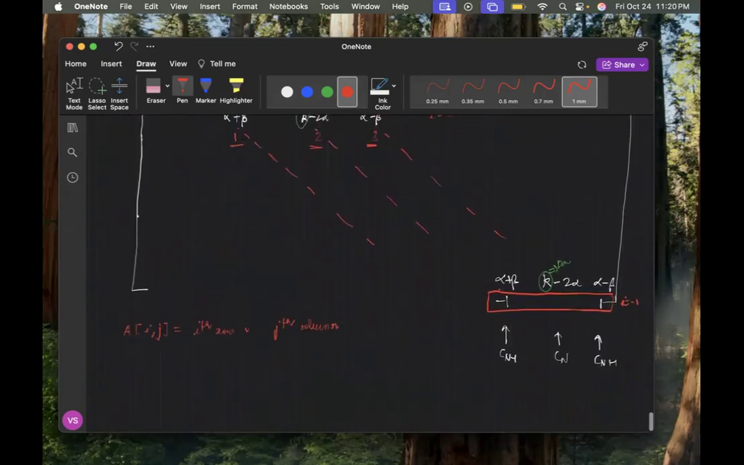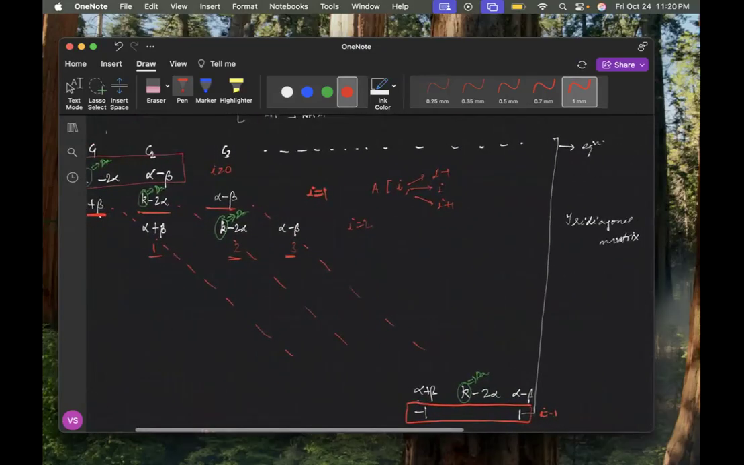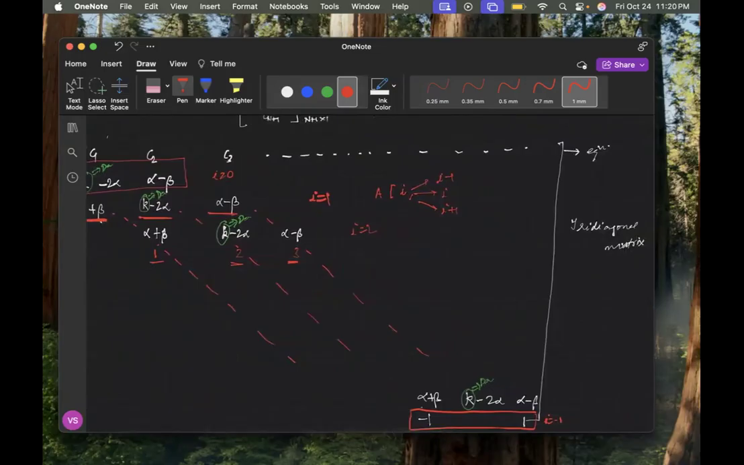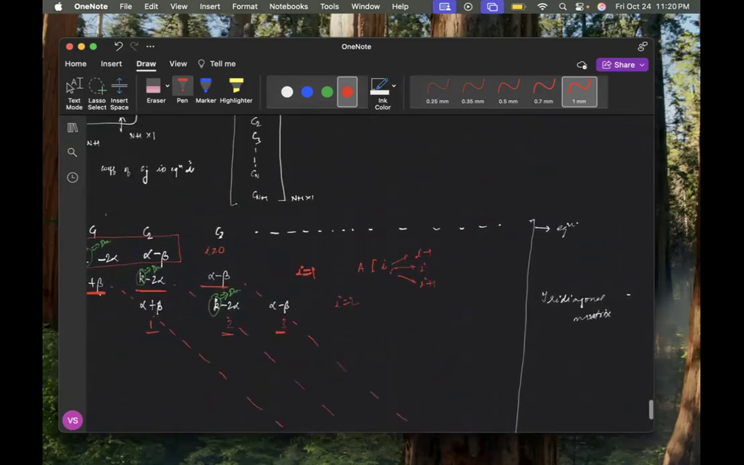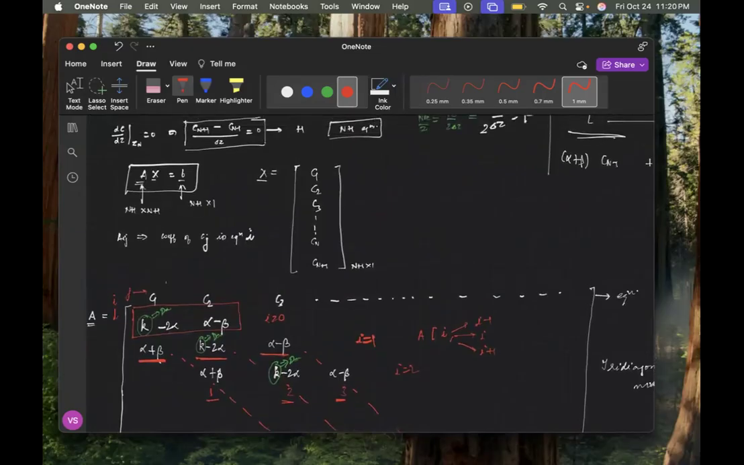So let's try to do that. Let's try to formulate this matrix using Python. So how would you do that? Let's see the size of this matrix. The tridiagonal matrix, as we had shown over here, is n plus 1 cross n plus 1, right?